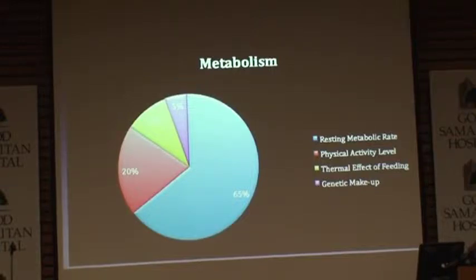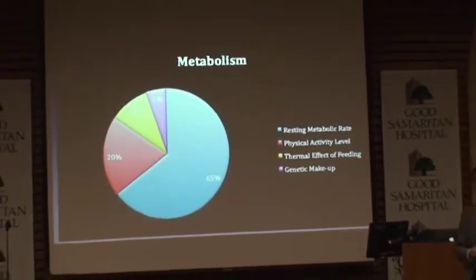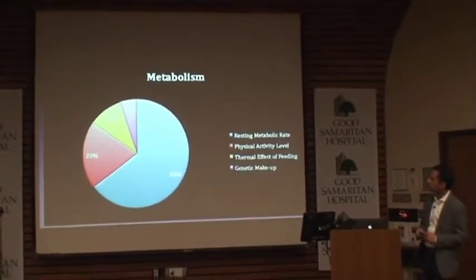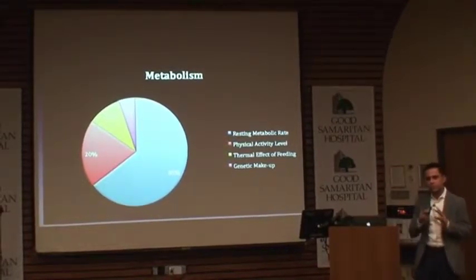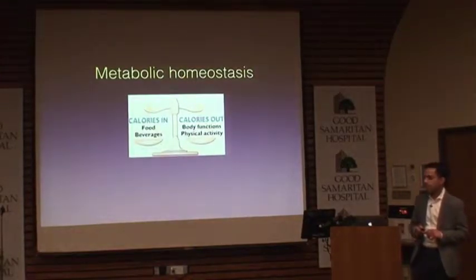That is just all the various components of a living organism without doing much, sort of to keep the lights on. The remainder of the energy we need is to perform physical activities, or there'd be some generation of energy while we handle food, the thermal aspect of feeding. And then there's a genetic component to all of this. So this is sort of a broad view of metabolism from a distance.